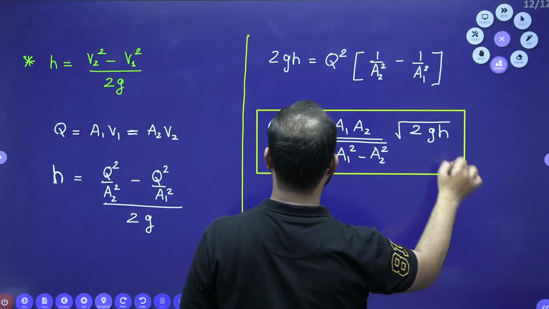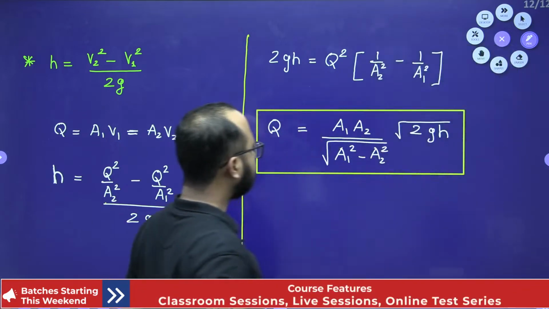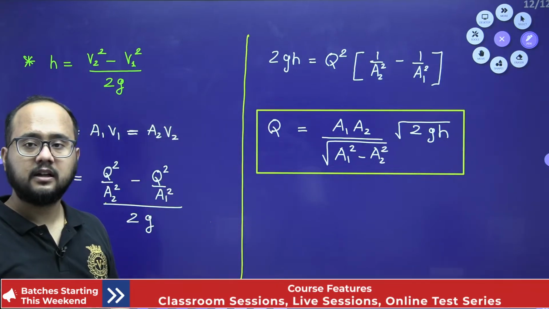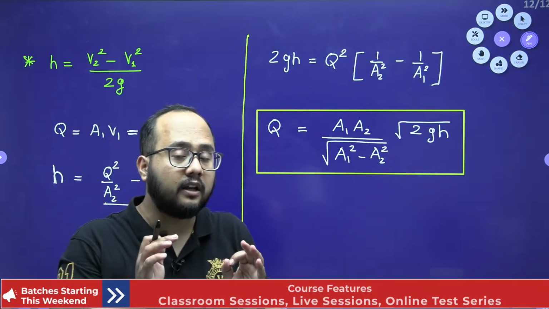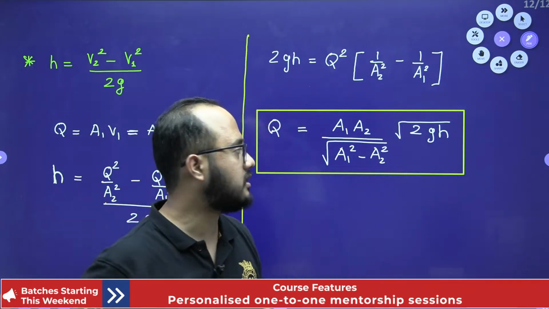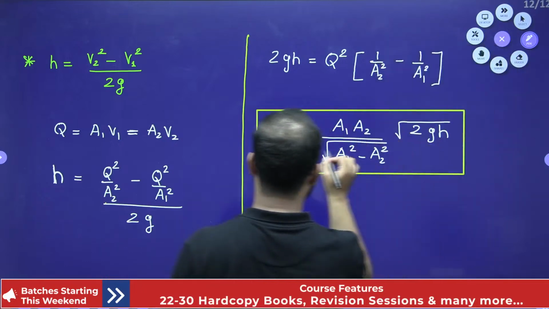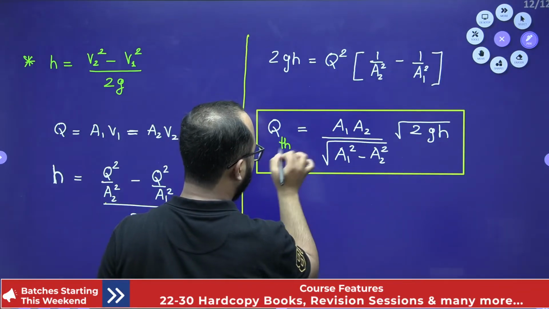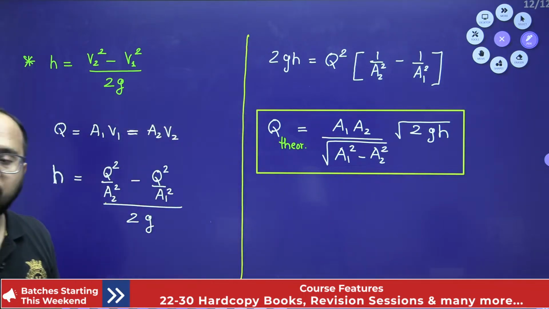But the important point that you should remember here is this discharge is the theoretical discharge, because we have never assumed in our analysis the losses. This is the theoretical discharge we are getting. So I will mention here TH. Theoretical discharge. Now what is the actual discharge?